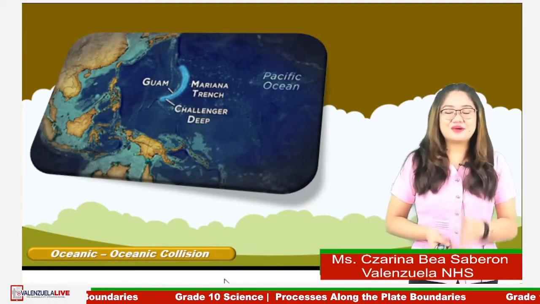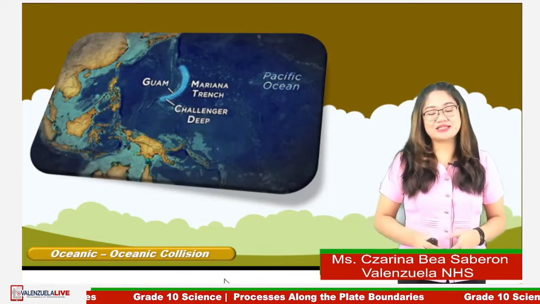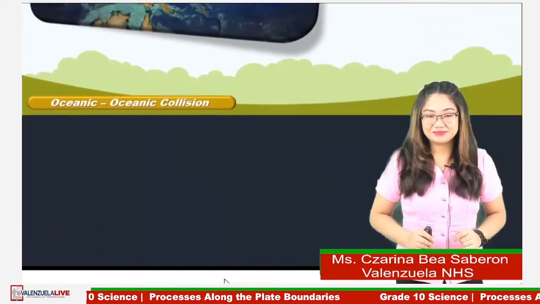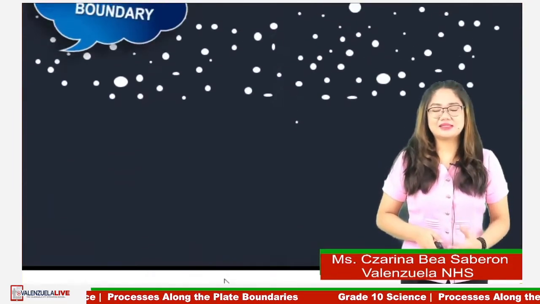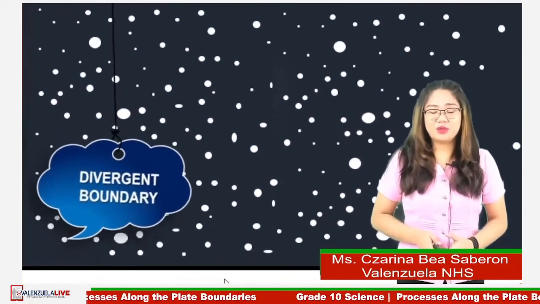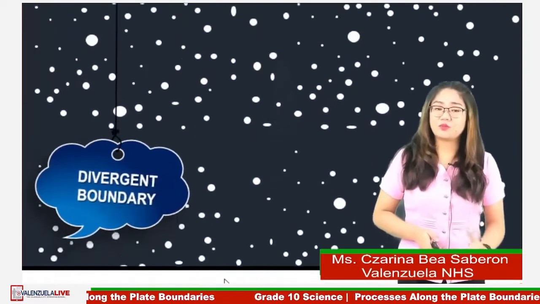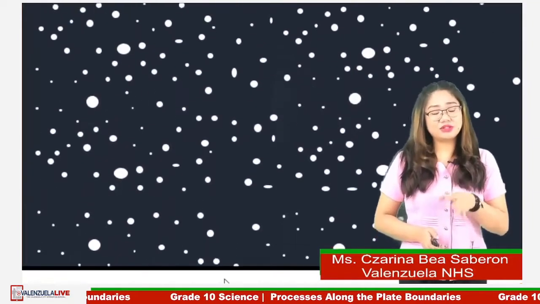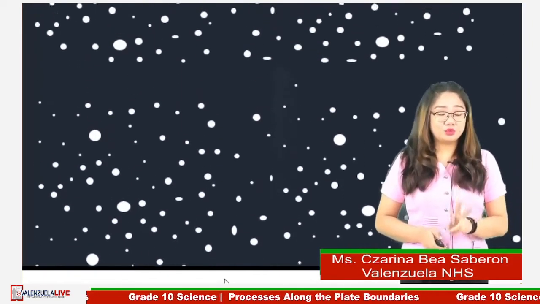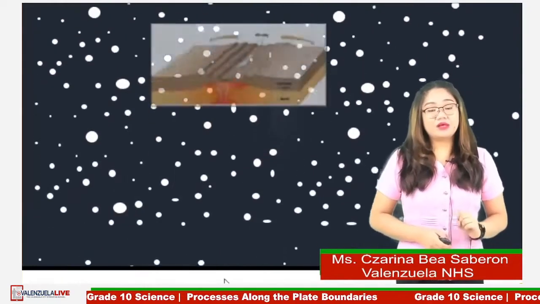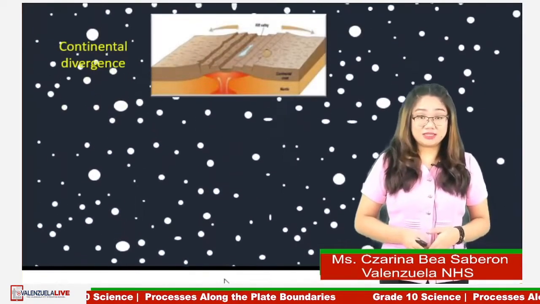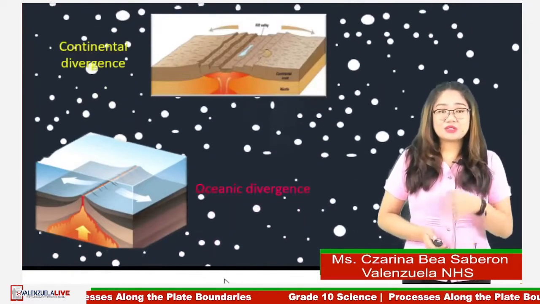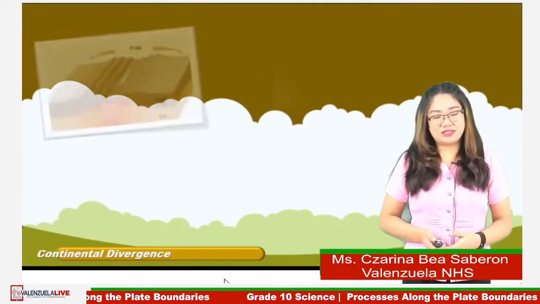Once again, those were the 3 types of convergence and processes along the convergent boundaries. Now let's talk about the second type of boundary, which is the divergent boundary, and what are the processes happening along this kind of boundary. So under divergent boundary, we have 2 types of divergence. First one is the continental divergence, and the second one is the oceanic divergence. So let us have the continental divergence first.